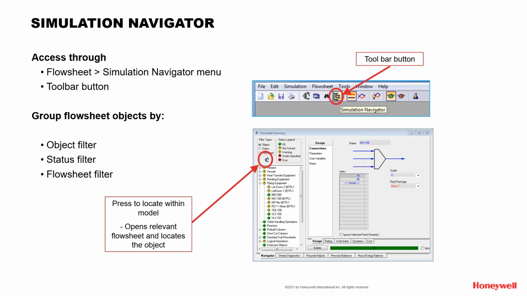Next, UniSim Design has a tool called the Simulation Navigator. This presents us with the list of all the objects within our model, and we can filter that list in different ways. We can locate the object we're looking to find, and then on the right hand side of the navigator, it shows us the property view for that object. We have a way to quickly locate it also within the flow sheet where it's sitting.